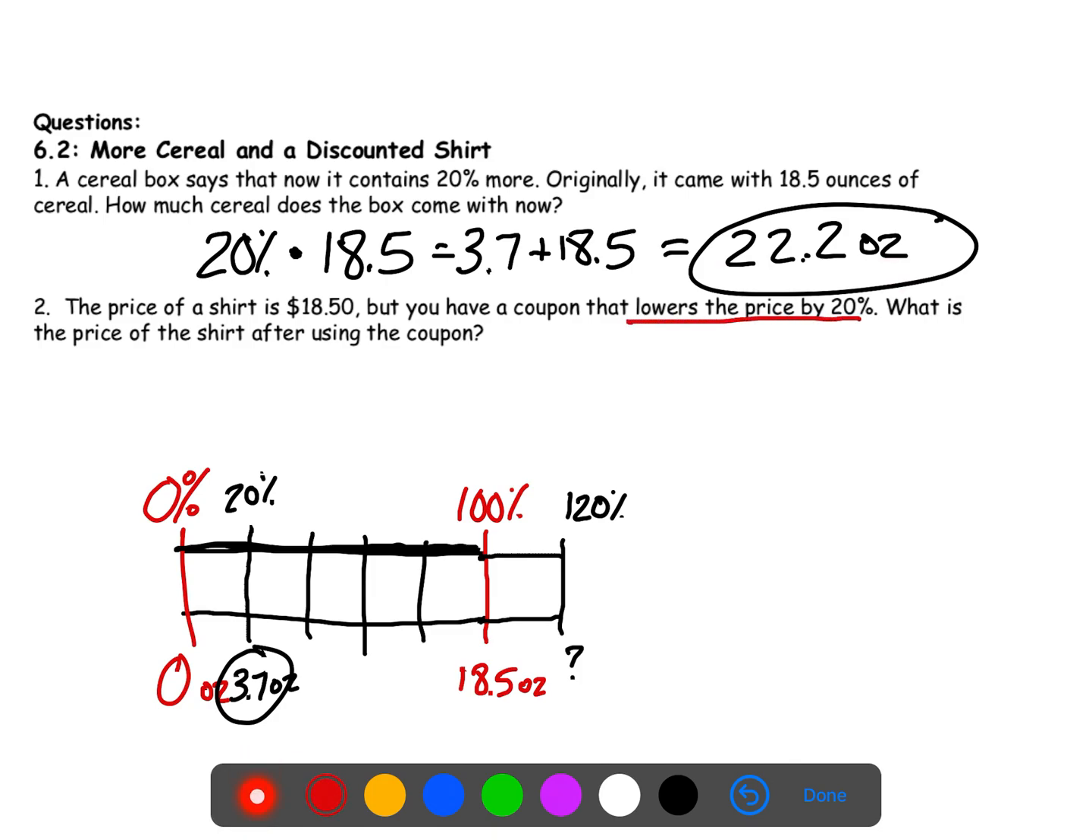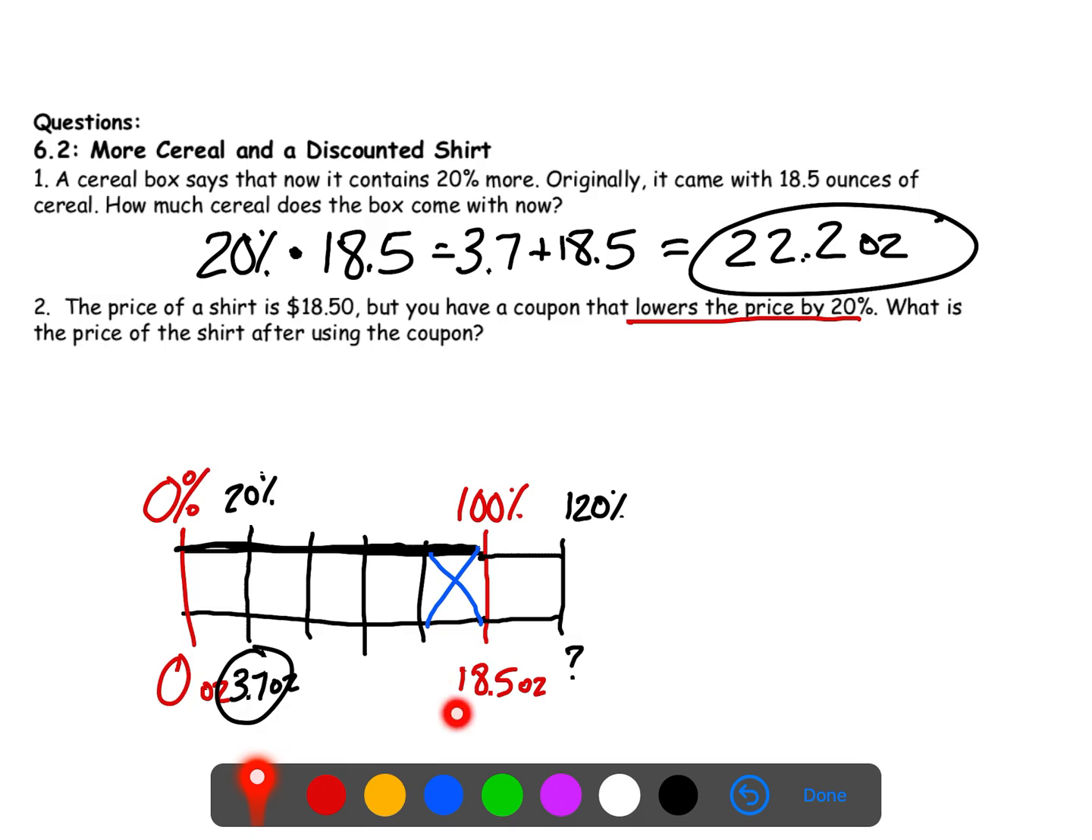We're going to be taking that away or subtracting it. And if we use the same diagram, because if you notice, it says the price of a shirt is $18.50. That's comparable to what we were just talking about for the cereal box size. But now we're lowering the price, so we don't need to extend past 100%. We actually need to decrease, and each of these marks was 20%. So now what we're doing is we're removing 20% of that, and what we're really going to be paying for the shirt is 80%, and we need to find that cost.